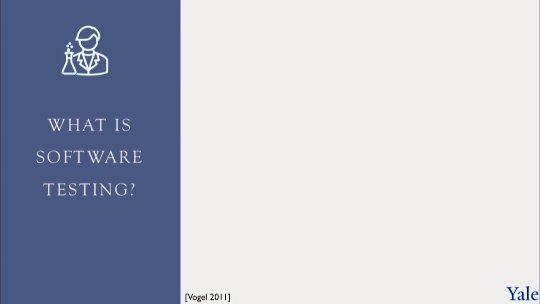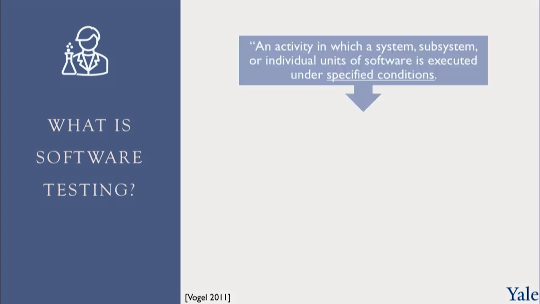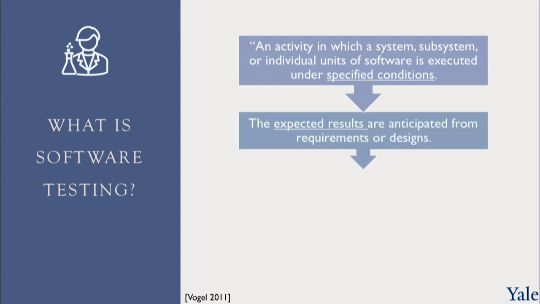What is software testing? Let's look at a formal definition here from Vogel. This consists of a number of steps, but let's look at them. It's an activity in which a system, subsystem, or individual units of software is executed under specified conditions. This is the first step. We run our code under some conditions. The expected results are anticipated from requirements or design.